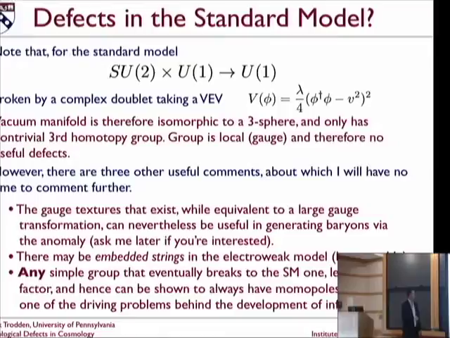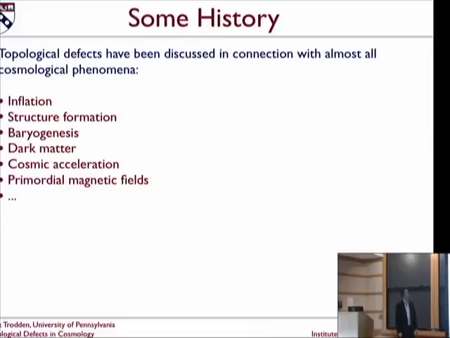So topological defects in cosmology have been discussed in connection with almost all cosmological phenomena that I know of. If there's a problem in the universe that we're seeking an answer to, somebody has tried to use topological defects to solve that problem, it turns out. They've been discussed as a way to make inflation work. They've been discussed as a way to make the structure that we observe in the universe form, and I'll talk about that in a moment. They've been discussed as a way to make the matter-antimatter asymmetry of the universe. In fact, this is something I've worked on myself, although I won't talk about it. They've been discussed as candidates for dark matter. They've been discussed as a way to make the universe accelerate.